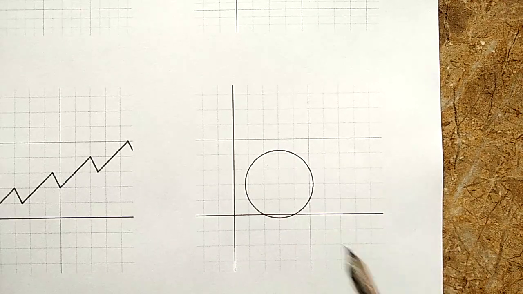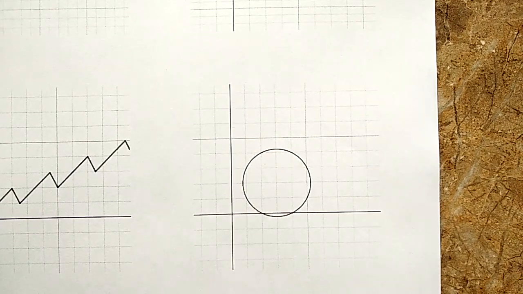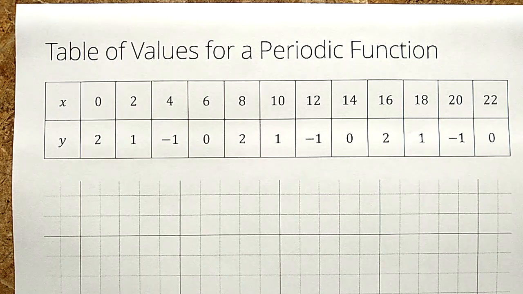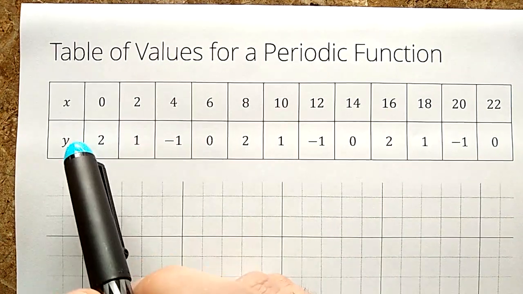There are no repeated cycles. So this is not a periodic function either. Now sometimes functions are not defined with equations or even with those smooth curve graphs. Sometimes they're defined using just tables of values. So this table of values might look a little unusual to you.